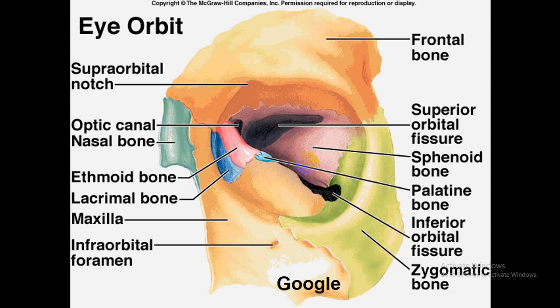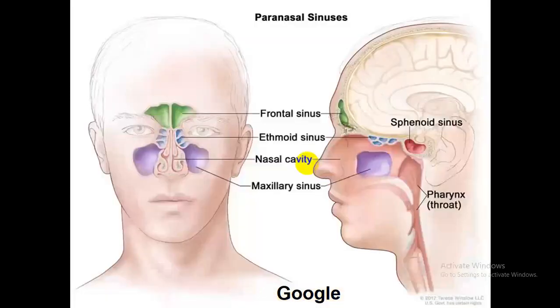Now also the orbit is in relation with the paranasal sinuses. Medially it is in relation with the ethmoidal air sinus. Inferiorly it is in relation with the maxillary air sinus, and superiorly it is in relation with the frontal air sinus.